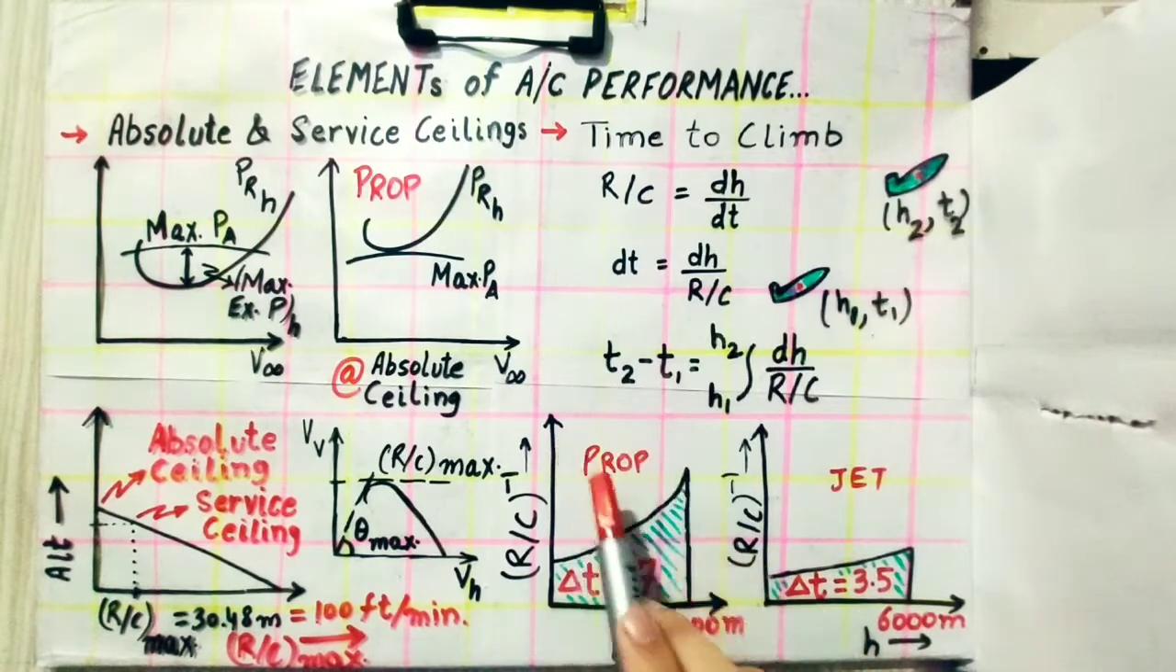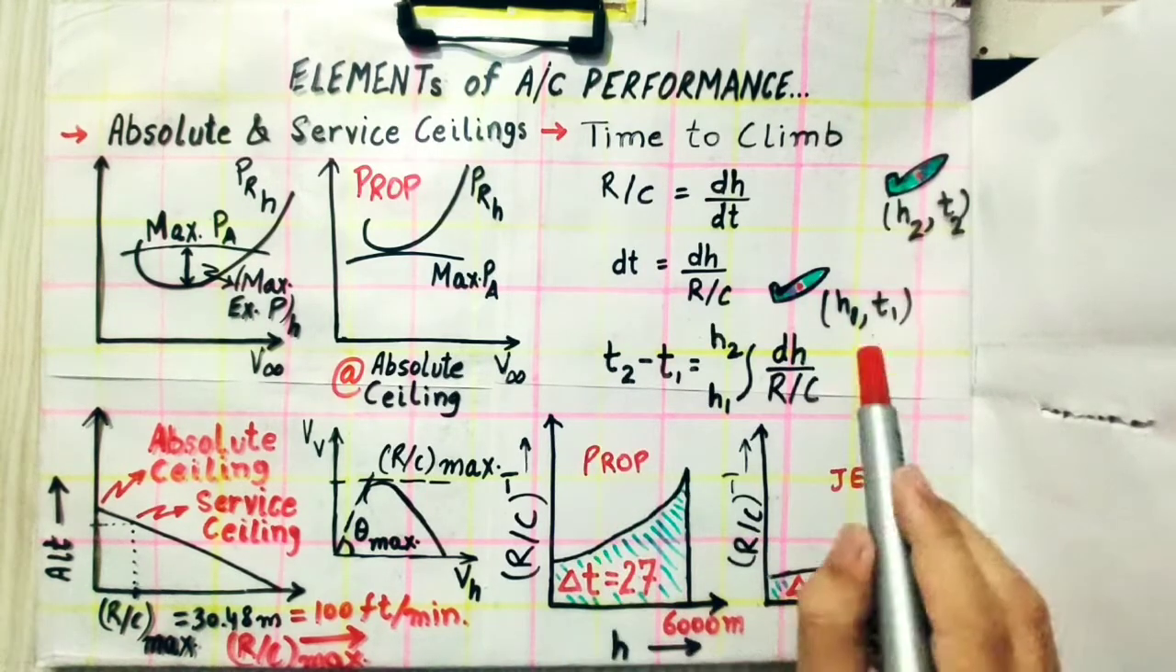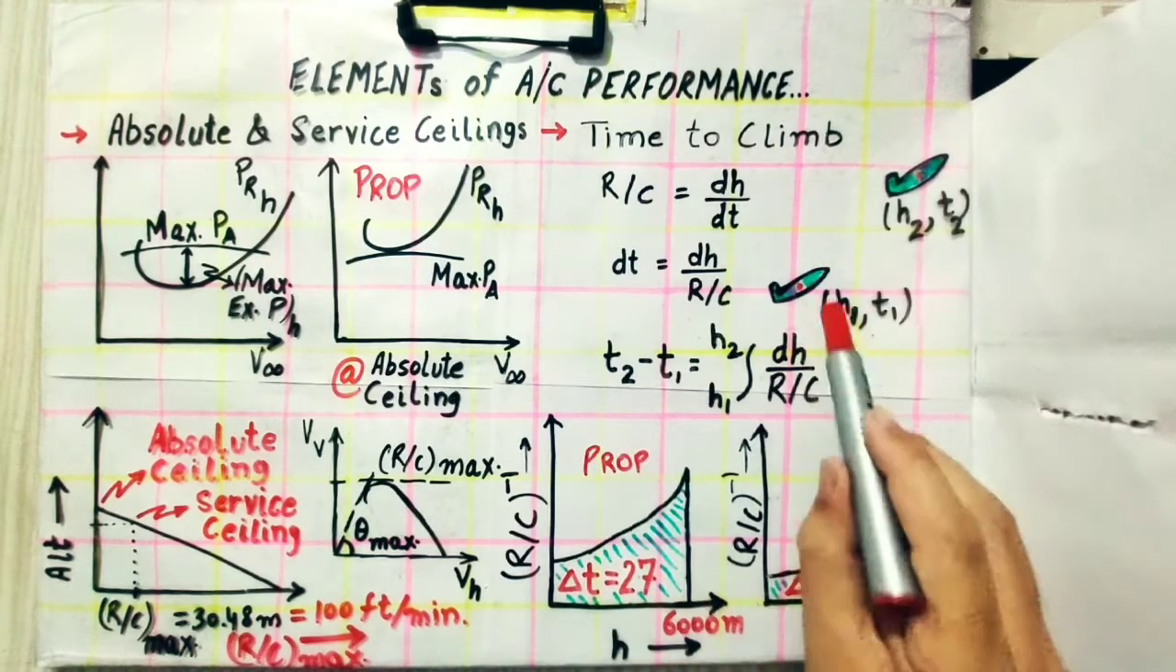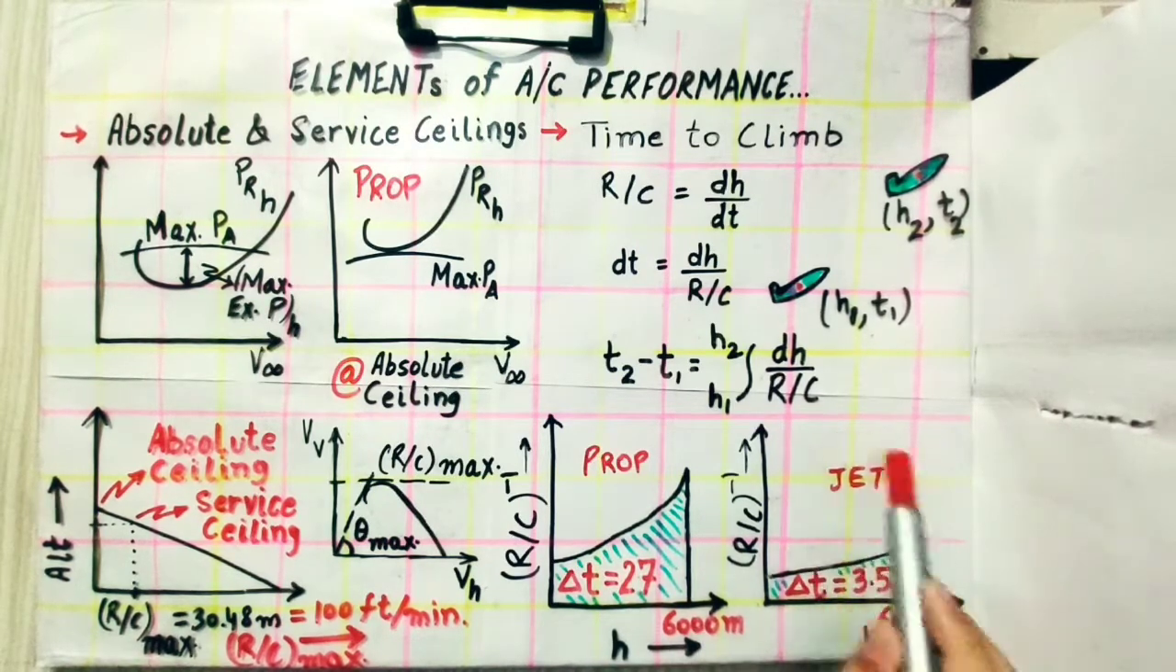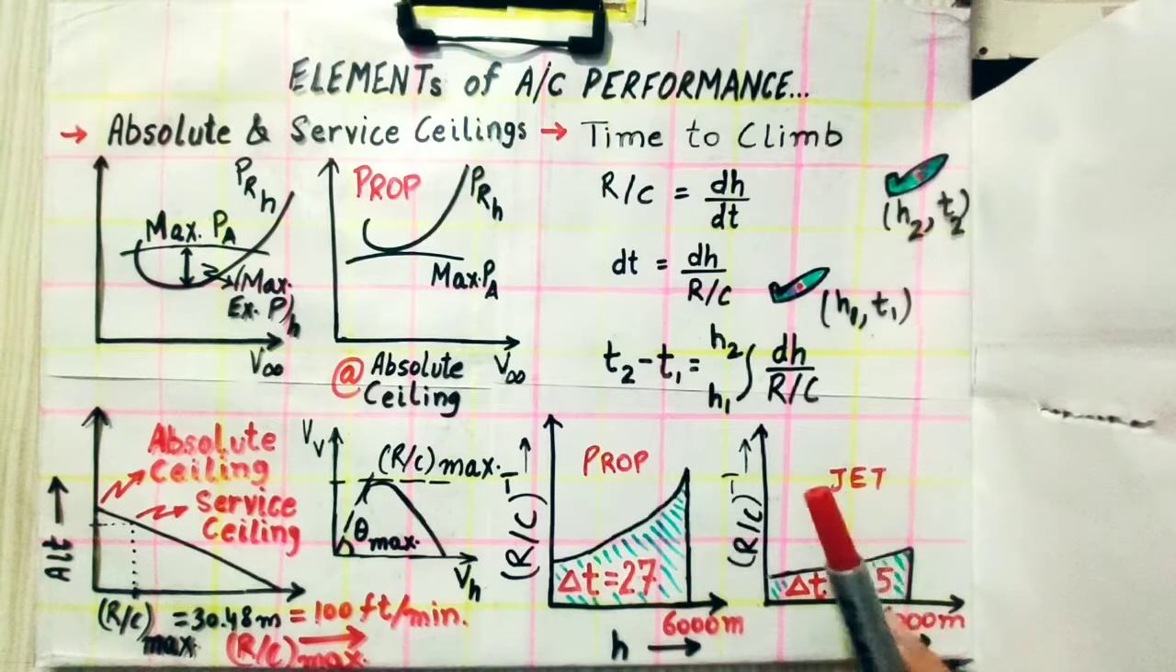For a propeller aircraft, we get the time period to cover the same height, that is H2 minus H1 equals 6,000 meters. A propeller airplane will cover this 6,000 meters in 27 minutes, whereas the jet airplane will cover this 6,000 meters in 3.5 minutes. So this is showing that the jet airplane is highly efficient for climb performance.